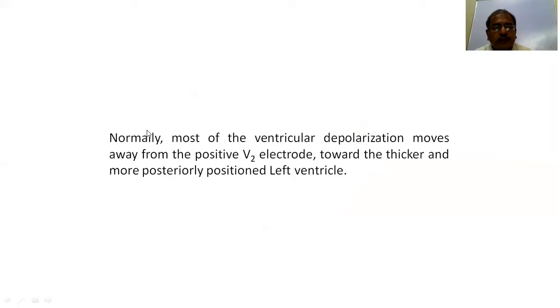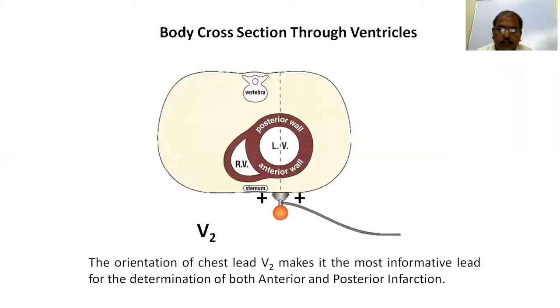So what does it mean? Normally, most of the ventricular depolarization moves away from the positive V2 electrode towards the thicker and more posteriorly positioned left ventricle. That means you see, this is the posterior wall and this is the anterior wall. This is your right ventricle. Now the lead is kept here, V2.